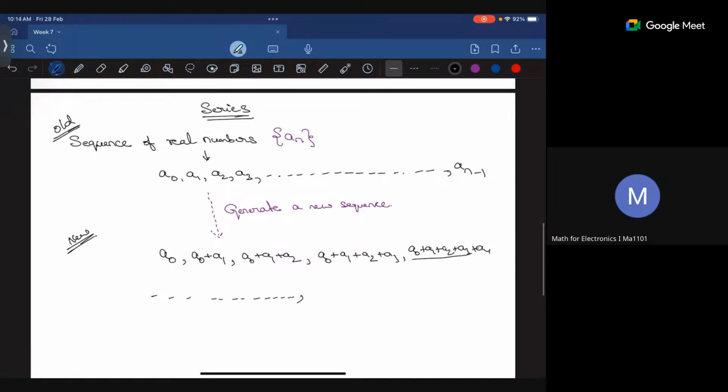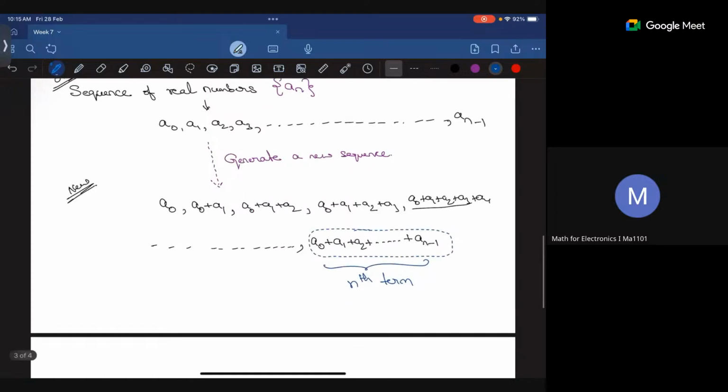Here the nth term will be the sum of the first n terms in your old sequence, which is a0 plus a1 plus a2 plus, and so on, a(n-1). So this whole sum will be your nth term, right? So there is a notation for this summation.